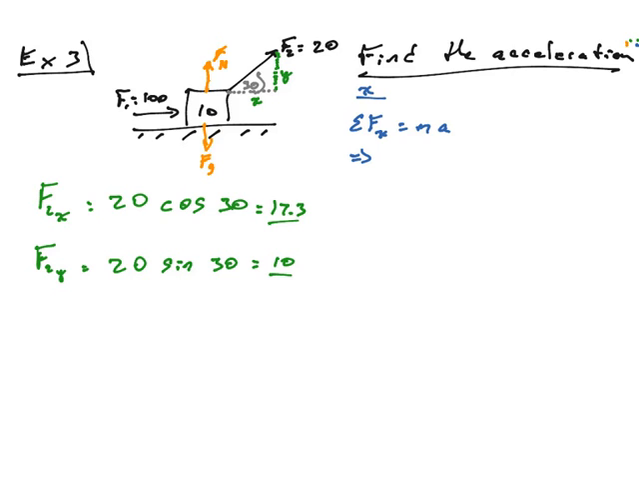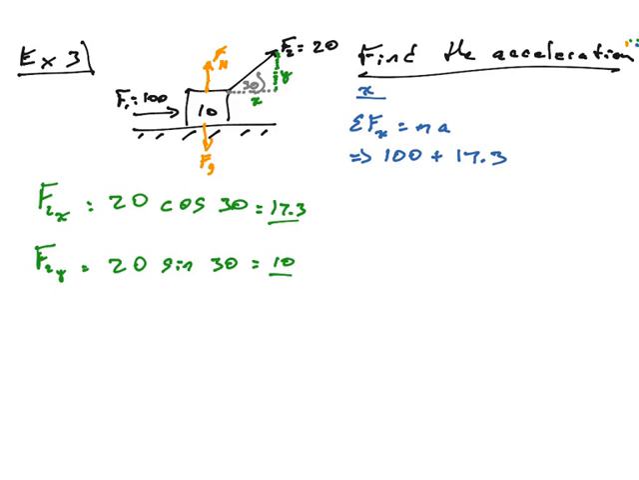So what are all the forces in the x direction? Well, let's see. I've got F1, that's 100, which points to the right. Then I've got F2, which is at an angle, but I calculated the x piece already. The x piece was 17.3. Did that piece point to the left or to the right? Well, F2 points up and to the right, so obviously the x piece points to the right. So it's also positive, and it's 17.3.